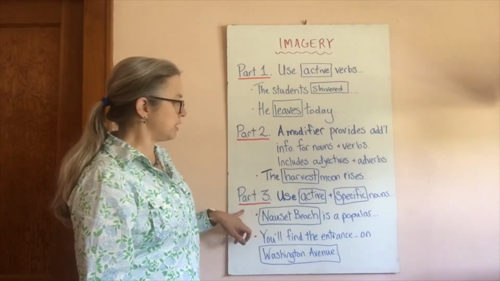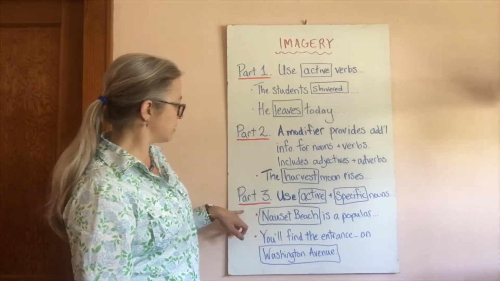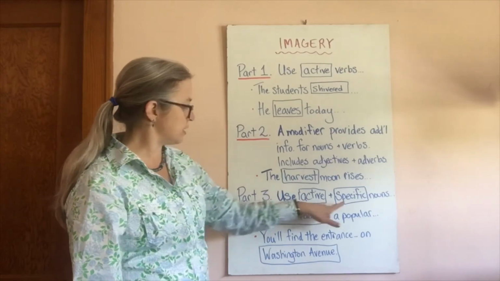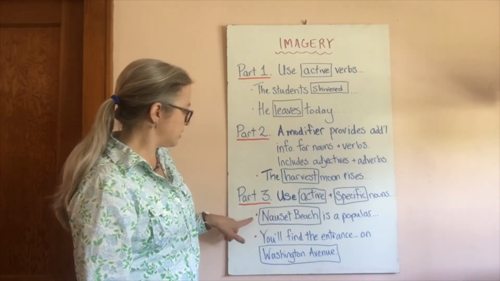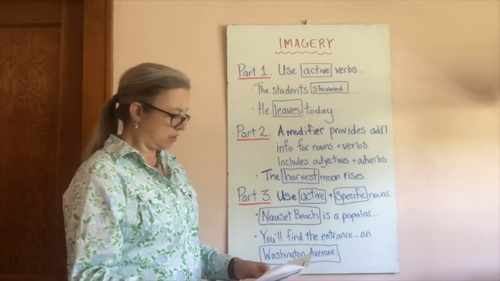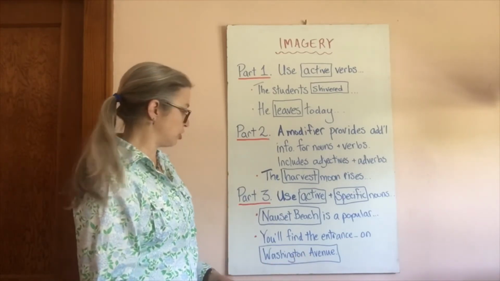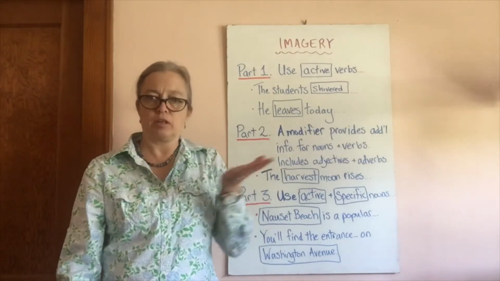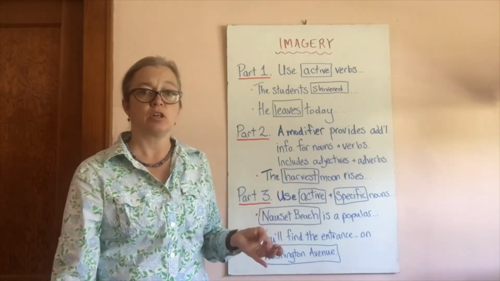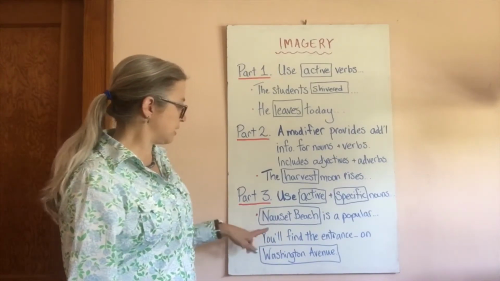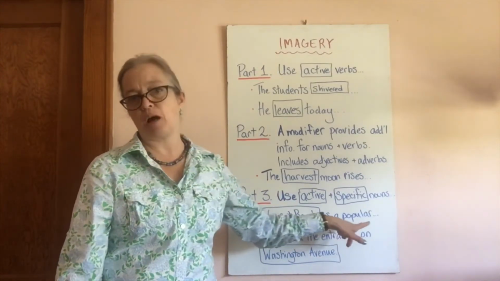Part 3, you want to look at active and specific nouns. So, in the example, for number 1, an ocean. An ocean is a great word, but it's not super specific. So, you could write something like, Nauset Beach is a popular place.